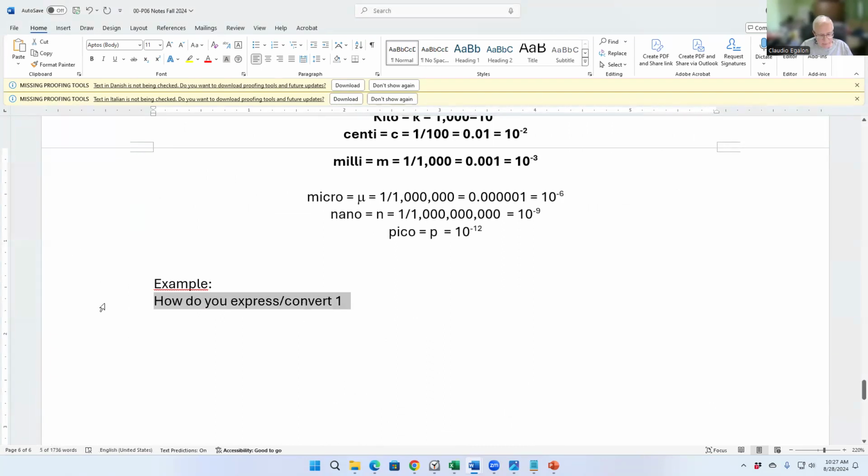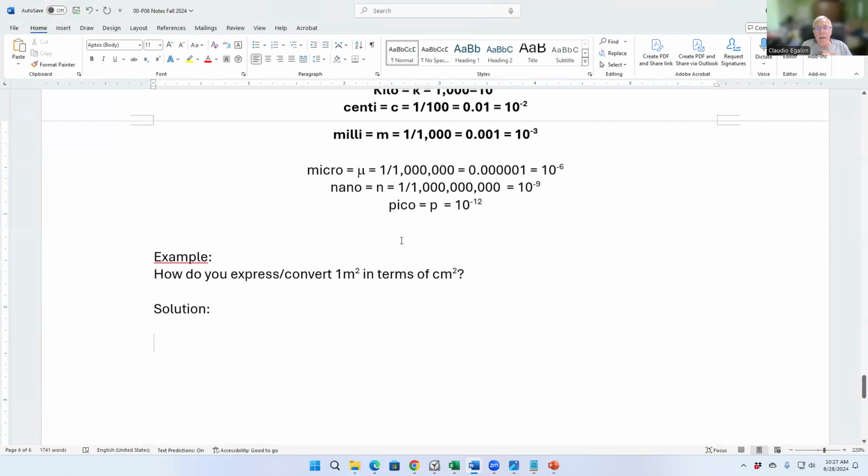That's something that can feel a little bit challenging, right? How do you convert 1 meter square in terms of centimeter square? Think about that. How do you do that? I'll give you 3 minutes and then I'm going to provide you with a solution. By the way, the solution is in my notes of last year. But try to do that on your own before you look at the solution, okay?